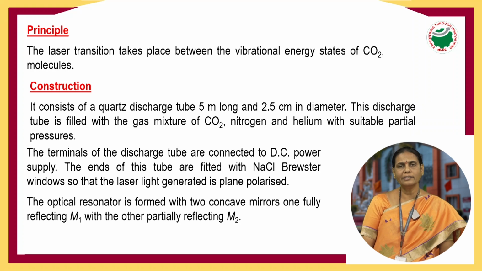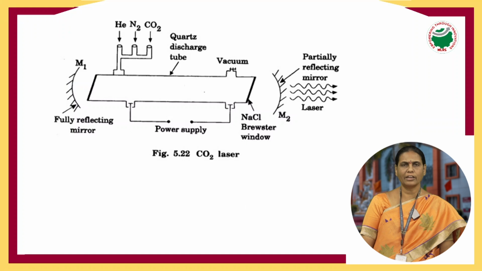Here carbon dioxide gas is present, nitrogen gas, helium gas. So collision will be taking place between the atoms of these three gases. In order to avoid the exploitation of these gases, Brewster windows are arranged. These Brewster windows are designed especially at a particular angle. Next, the optical resonator is formed with two plano convex mirrors. One is a fully reflecting surface, the other is a partially reflecting surface.